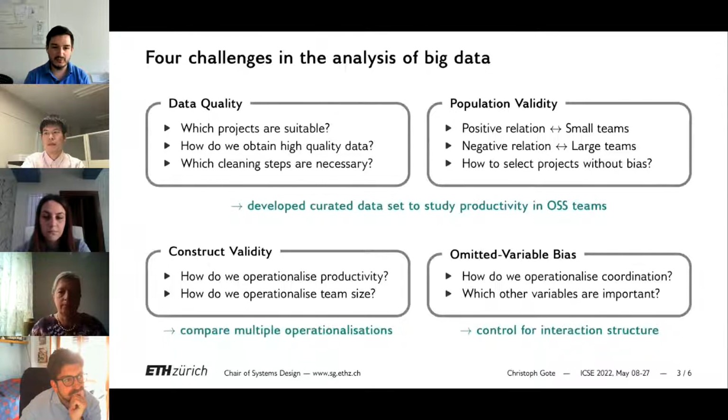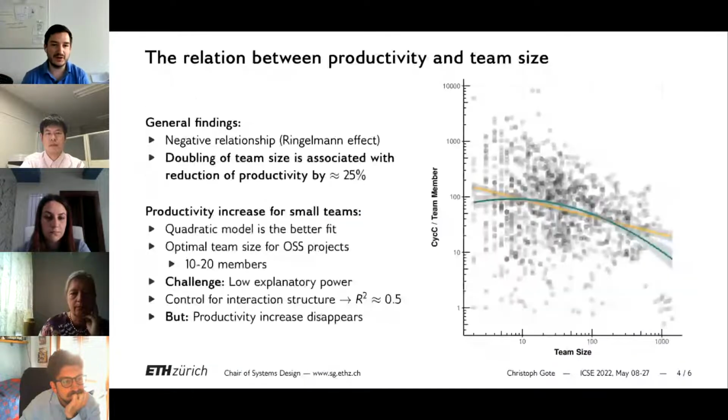In our work, we first develop a curated data set to study productivity in open source software teams, which we also make publicly available. We compare multiple different operationalizations specifically for productivity. And finally, we also control for the interaction structure of these teams. Unfortunately, in 5 minutes, I cannot go into the details of this, but let's look at the results of our findings. The general finding is a negative relationship between productivity and team size.